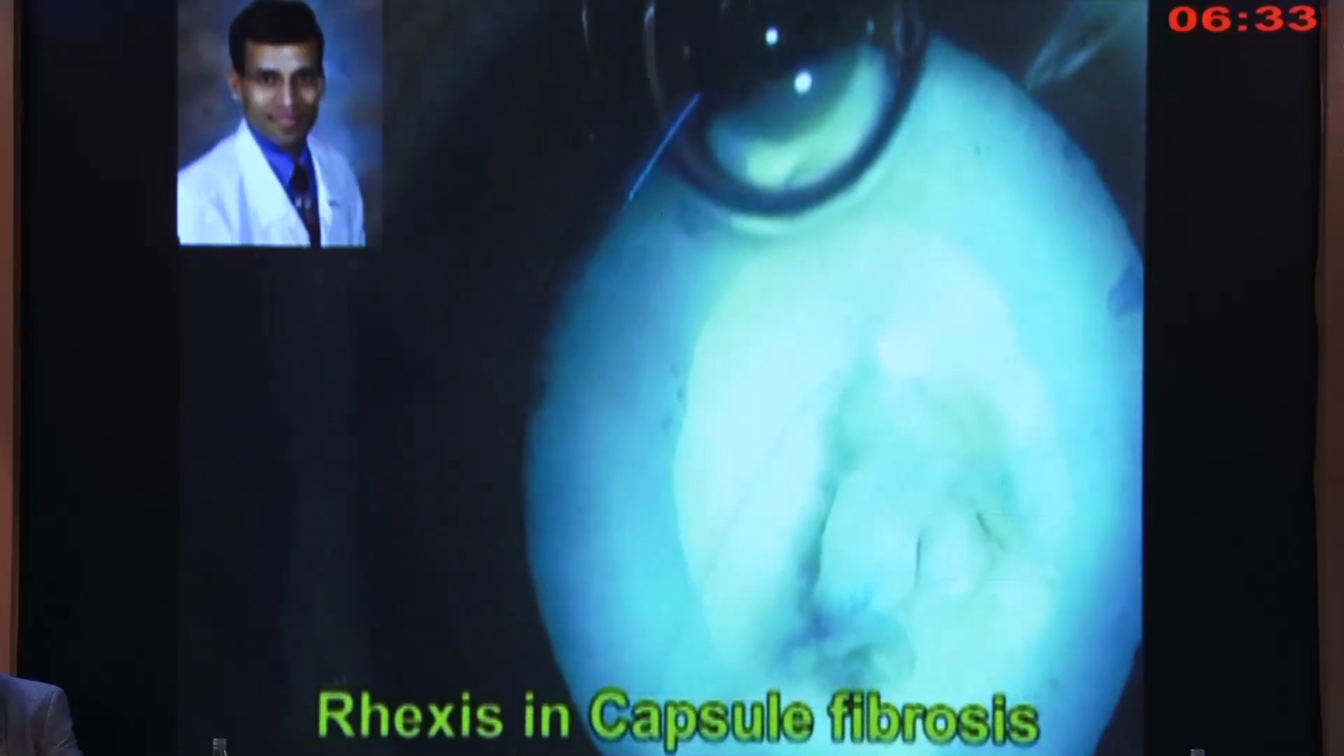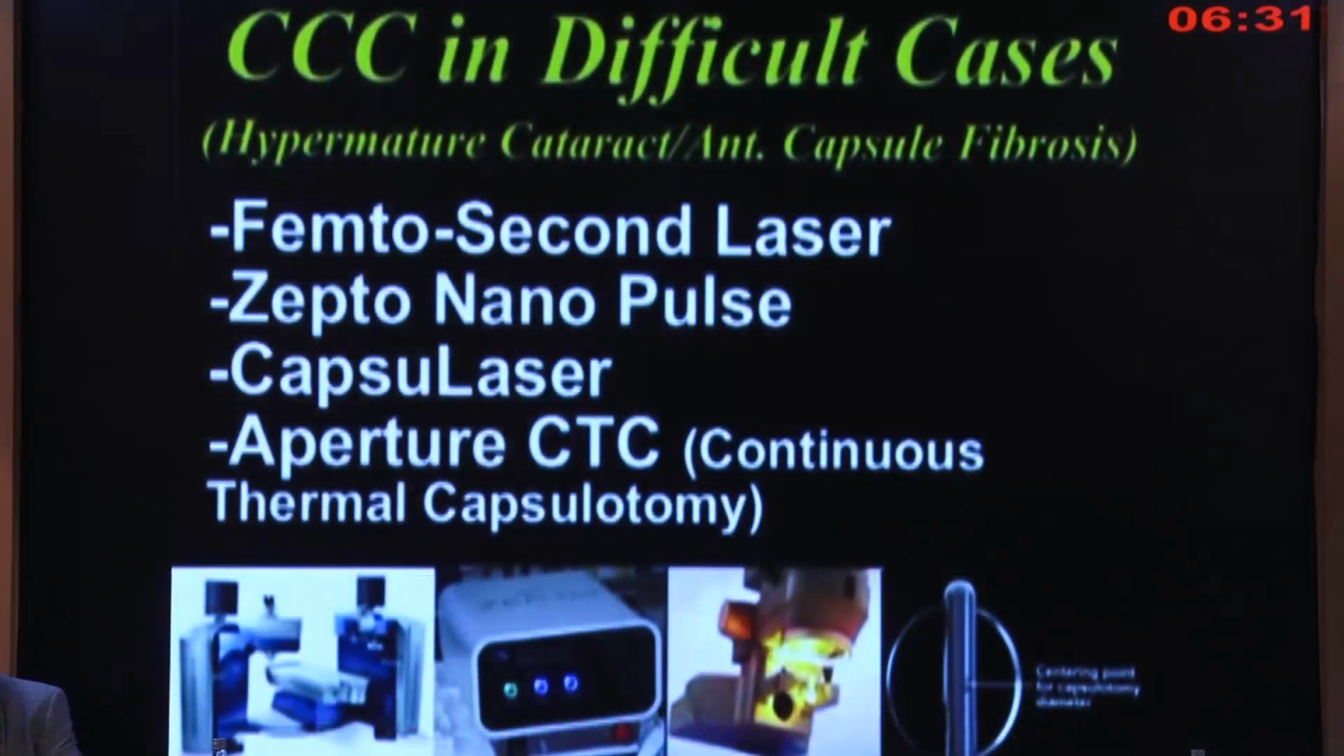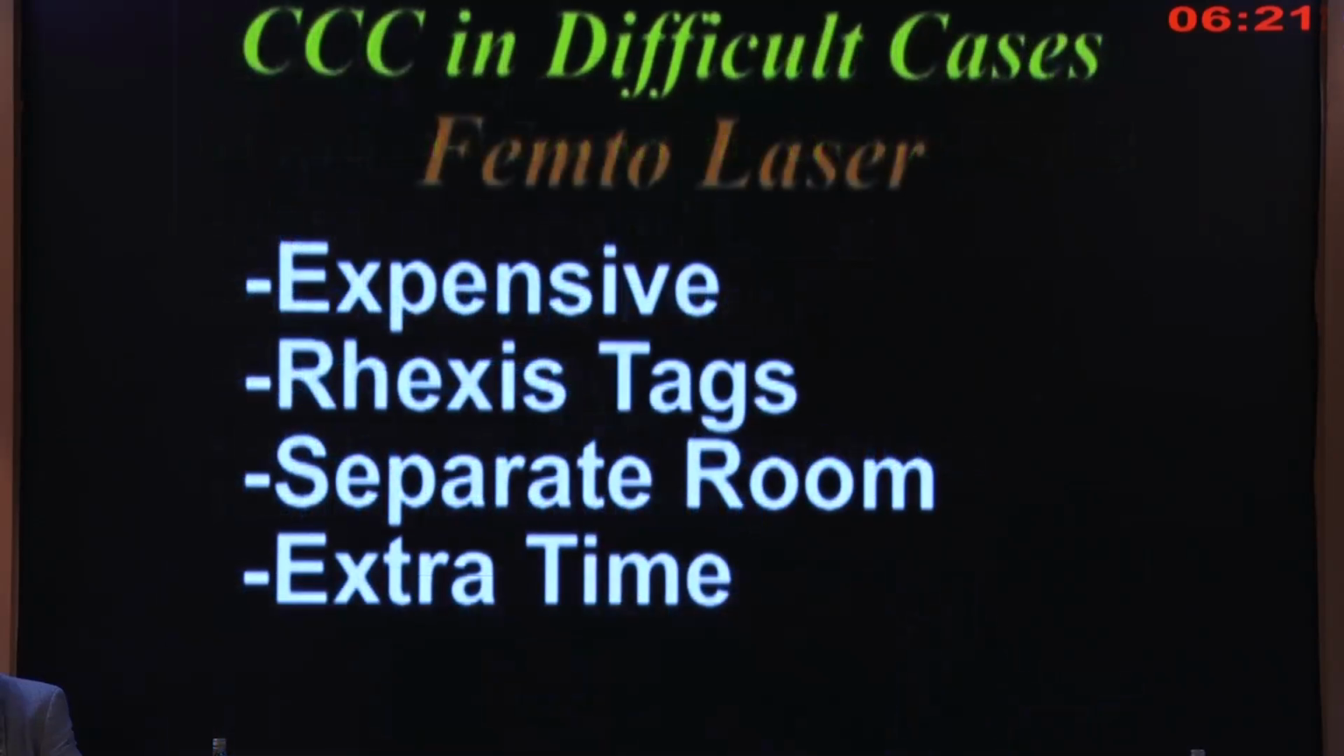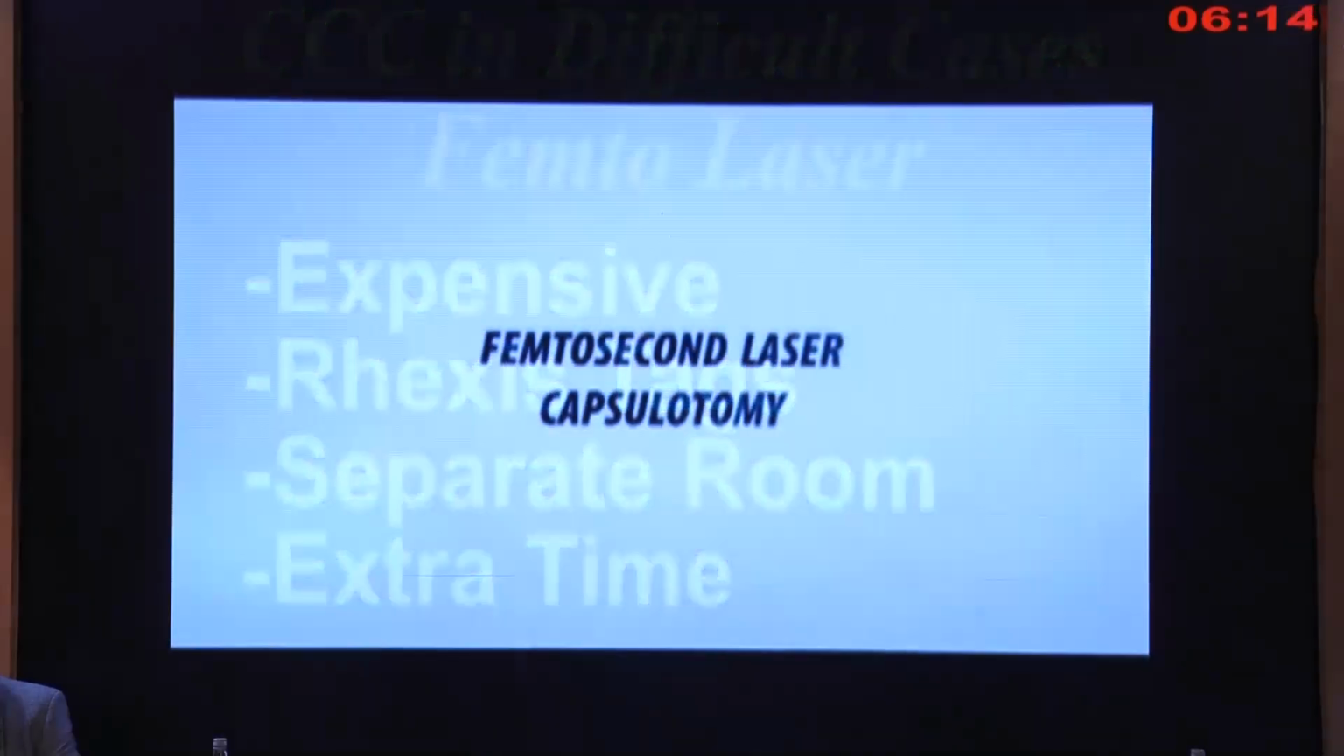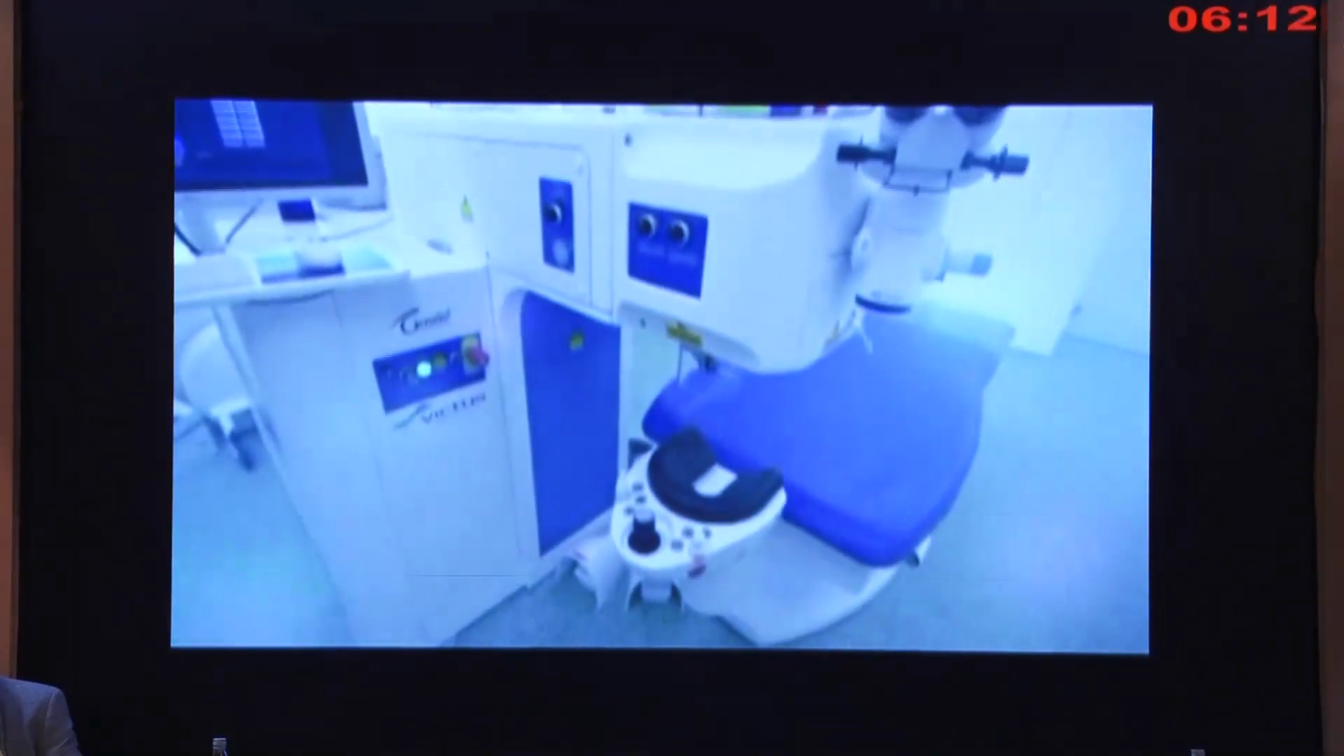In some cases like white mature cases, there can be a fibrotic capsule, and now we have tools and technology to manage the capsule successfully, which includes Zepto nanopulse technology, and the femto laser technique, which is one of the most exciting developments in recent time.